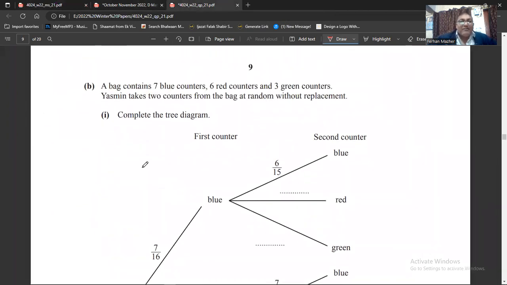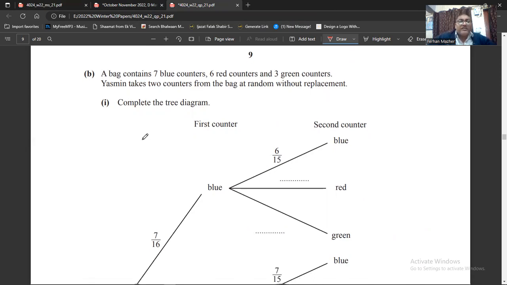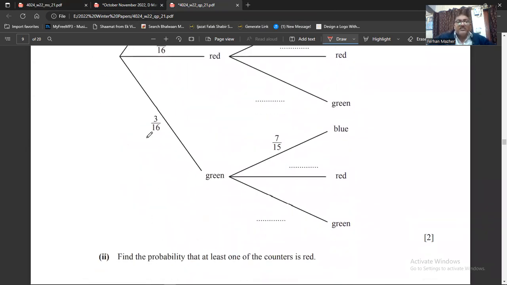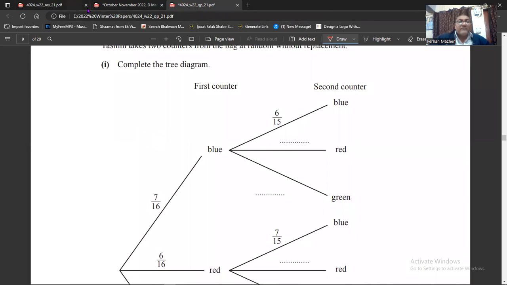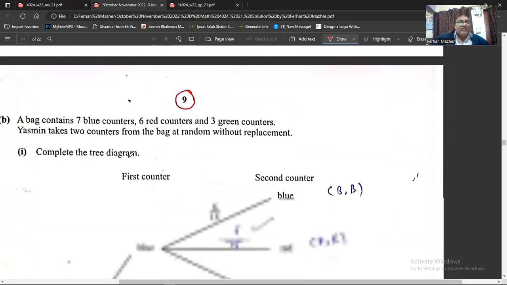Now we have a bag that contains 7 blue counters, 6 red counters, and 3 green counters. Yasmin takes 2 counters from the bag at random without replacement. So complete this tree diagram. So very simple. So I will go from here.